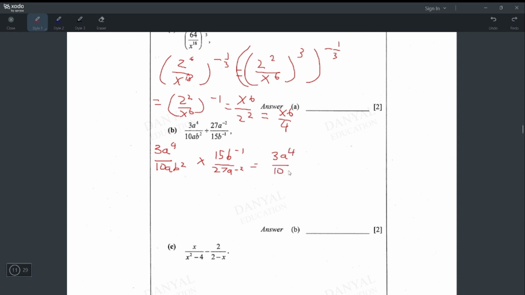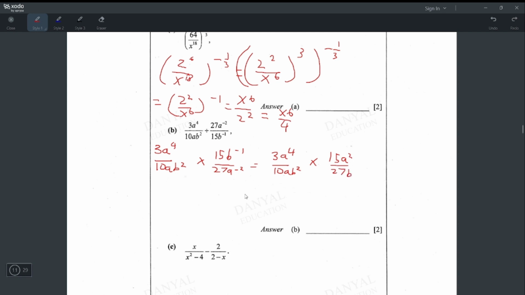over 10ab squared. And in this question, we have negative powers. So what I'm going to do next is convert them into positive powers, because I think most people would be uncomfortable dealing with negative powers. Sometimes they make small mistakes, so I'm only going to use positive powers in this question. To convert these into positive powers, we just need to move them to the opposite side. So this becomes 10ab squared, and this is 15a squared over 27b.